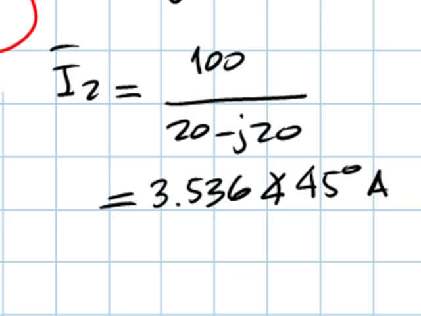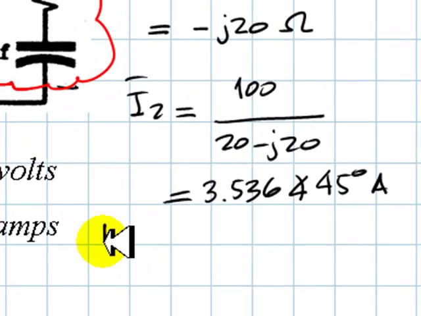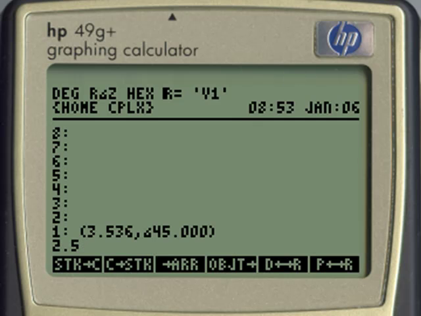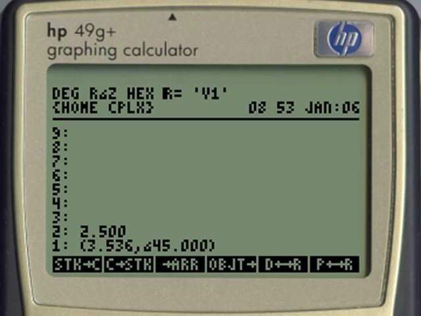Now that we know that, we can compute the current in the inductor using KCL. It's just the total current, 2.5, minus the current I2. That's how we compute this current. Minus this current that we just computed a moment ago. Again, we go to the calculator. 2.5, enter. Swap, subtract. That is the current in the inductor: 2.5 amps with negative 90 degrees.